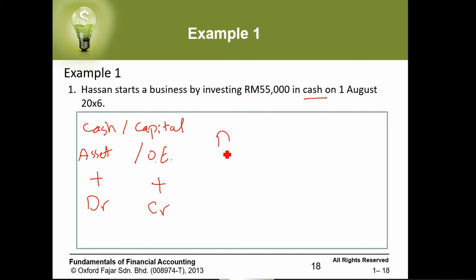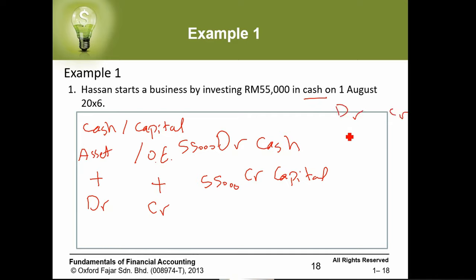So like this, the transaction will be debit cash, credit capital, and the amount is 55,000. You can either put it before, or we can write here debit, credit, and we write the amount.